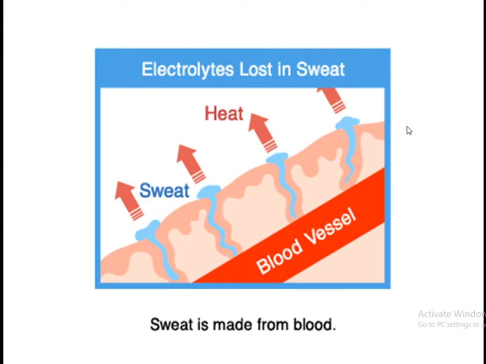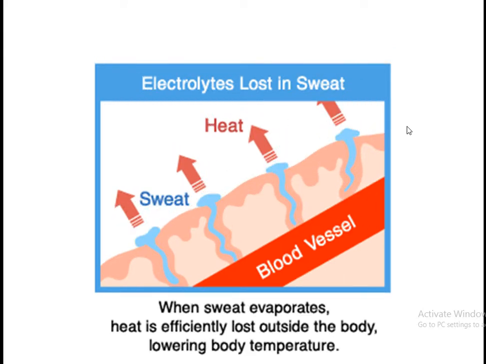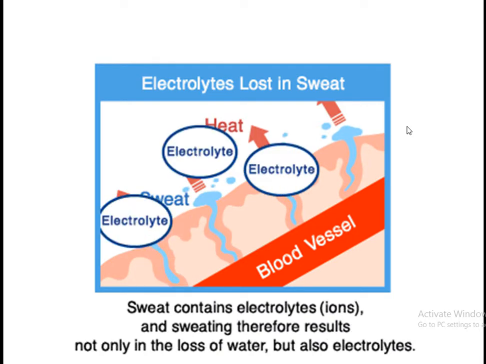Now the question is how sweat is formed, what the next process is, how the electrolytes are lost in sweat and how they are controlled. So sweat is made from the blood. When sweat evaporates, heat is efficiently lost outside the body, lowering the body temperature. The sweat contains electrolytes, and sweating therefore results not only in the loss of water but also the electrolytes.